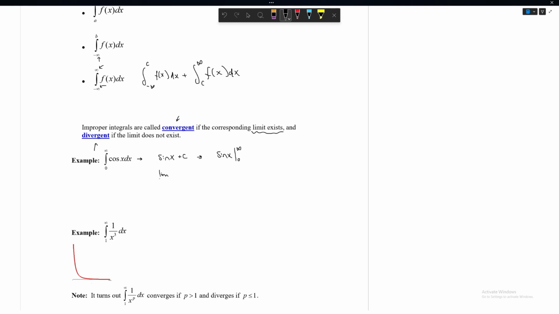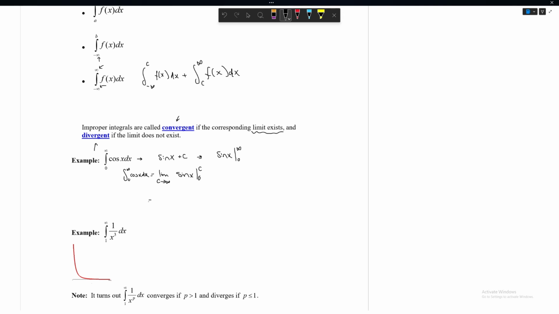You can say any letter you want. But we're not taking the limit of x, we're taking the limit of the bound. What letter do you want to make your bound? We can call it c. So as c goes to infinity of my sine x from c to 0, and this is any letter you want, this equals your integral from infinity to 0 of cos x dx. Now what you want to do is integrate and take the bound.